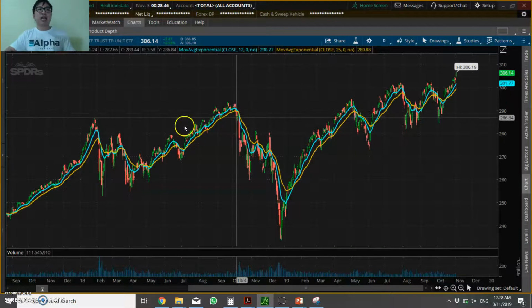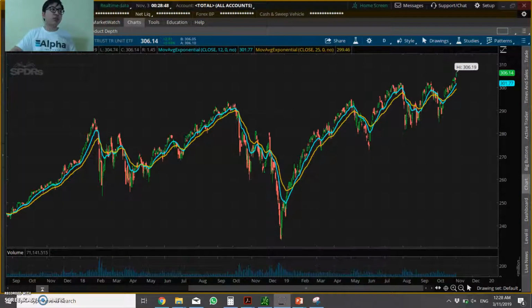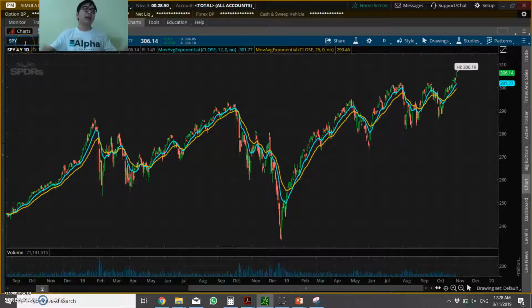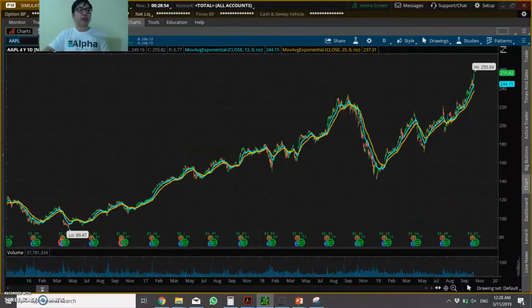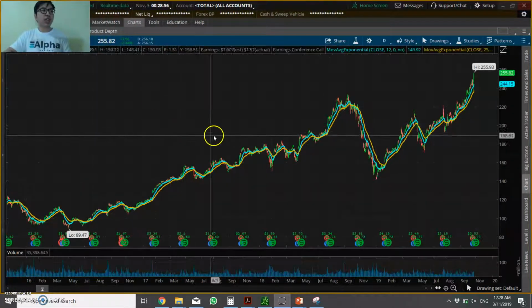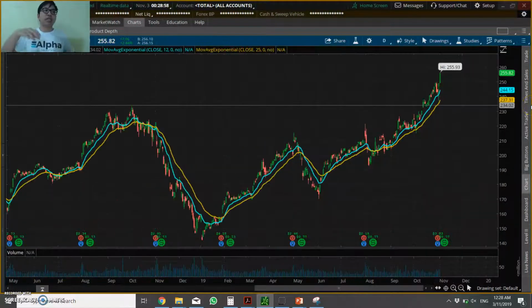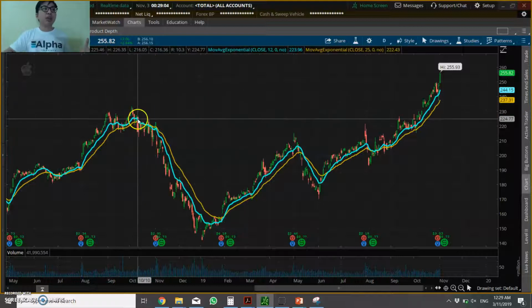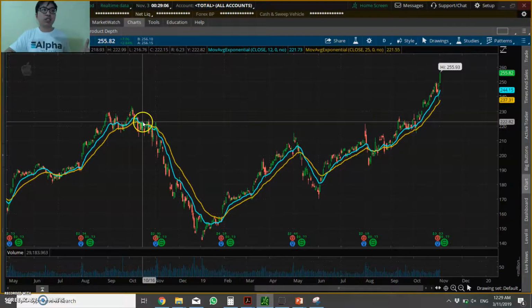Alright, so this is the S&P 500. Now, likewise, if you want to do this for any other index, maybe we can do it for Apple. Let's look at Apple itself. Alright, so here we have the chart of Apple. Likewise, you also want to use the same logic. The blue line crosses below the orange line means it's time to sell the market. So the blue line down here crosses below the orange line down here.